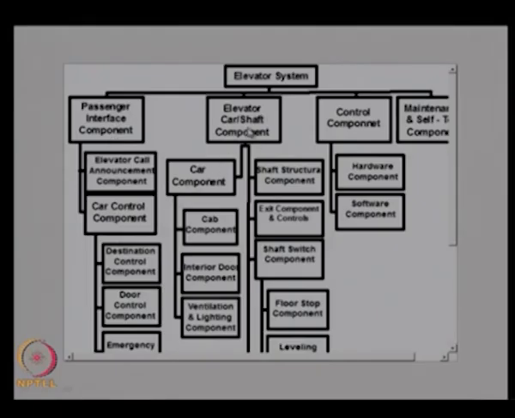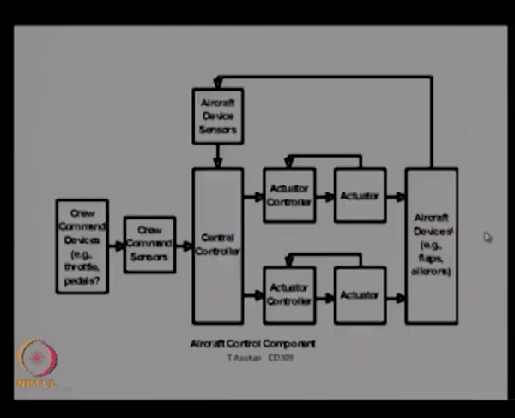So, here we have not specified the element. So, next level we will try to identify the elements for these components. So, this is another way of representing the hierarchy generic architecture. Here again this is for the aircraft component.